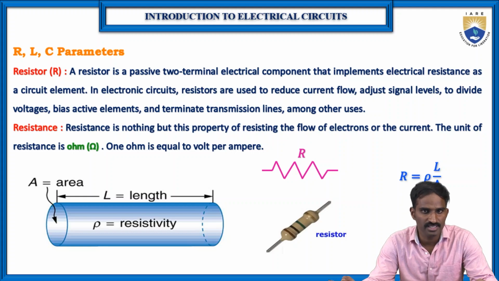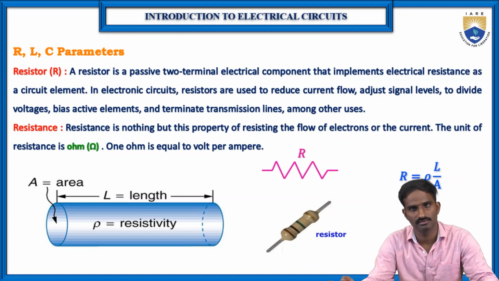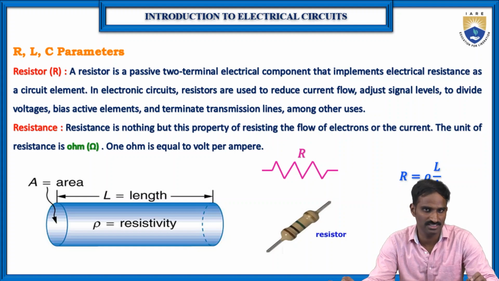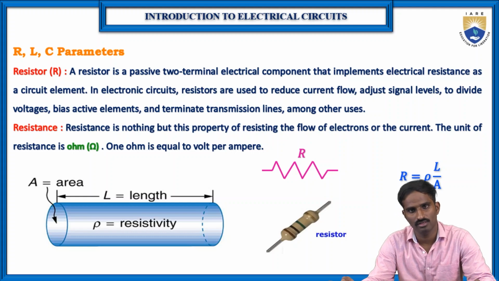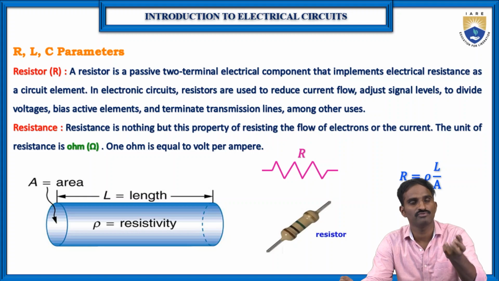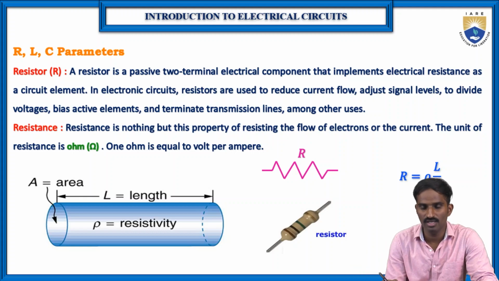So the resistance is nothing but the property of resisting the flow of electrons or resisting the flow of current. And the unit for the resistance, which means how much resistance a particular resistor is having, we usually measure in terms of ohms. Ohm is the unit of the resistance, and here you can see the symbol of the resistor and how the resistor physically looks like.